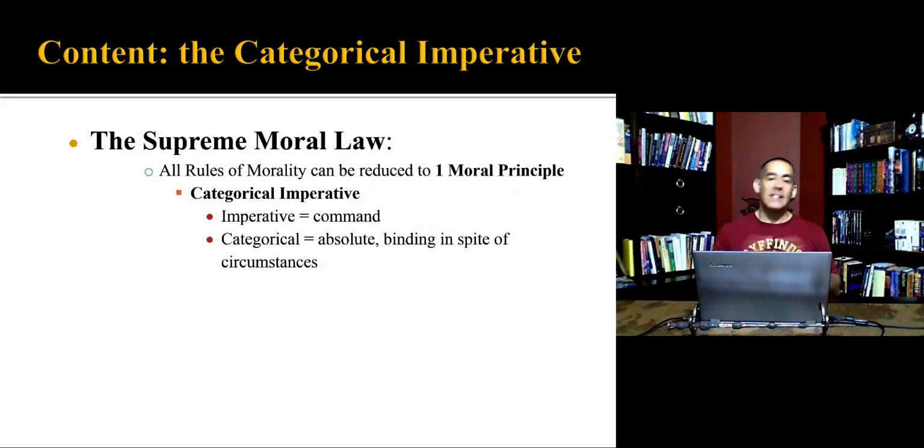Now, this is the supreme law. So if I was to ask you what is the general principle behind all of Kantian ethics, what is the supreme moral law by which we determine rightness or wrongness of any type of activity, you're going to say it's the categorical imperative. It's the one moral principle.